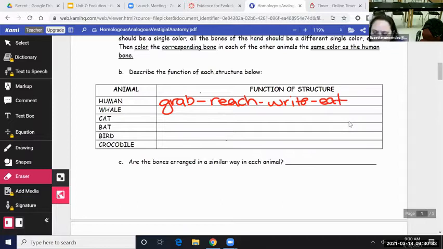All great things. All right, what about a whale's fin? Whale's flipper, what do they use those for? Yes, absolutely. They use it to swim. They use it to glide through the water. Beautiful. All right, what about a cat's leg? What do they use those for?